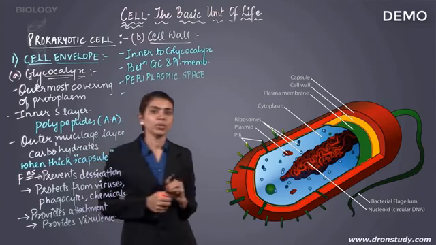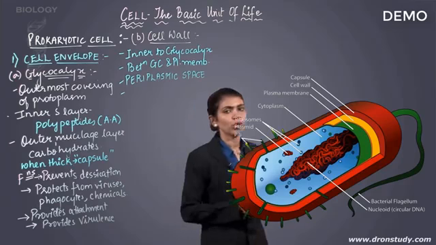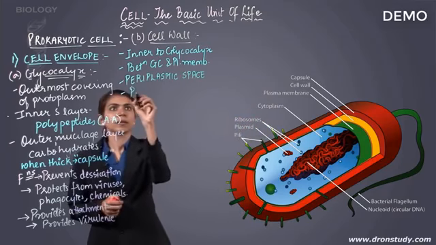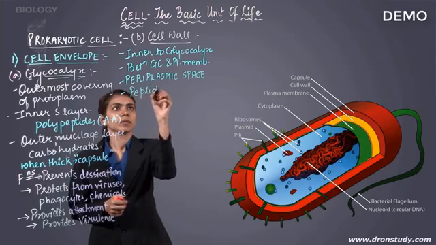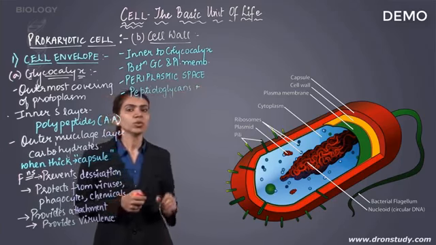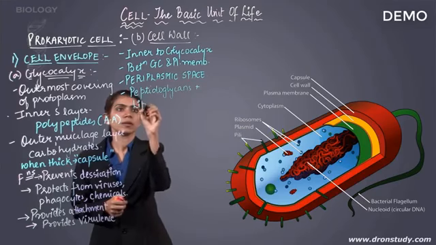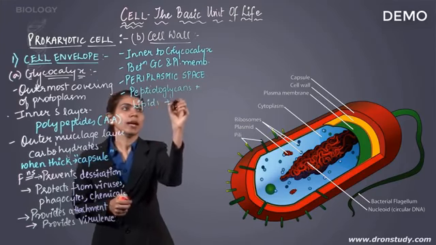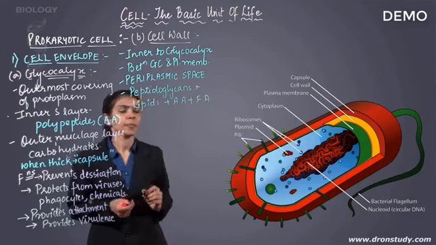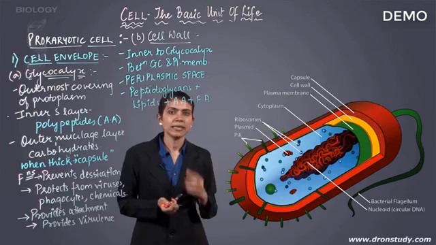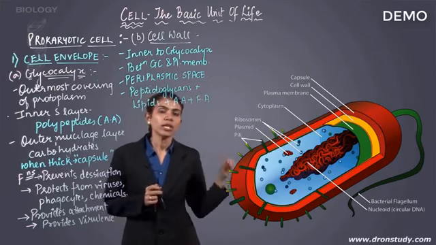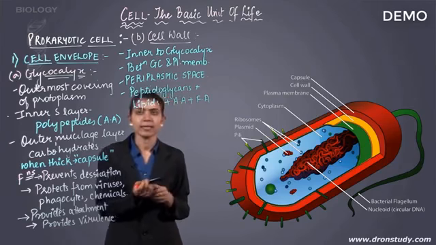Now coming to the composition of the cell wall, what is it composed of? The cell wall is mainly composed of peptidoglycans. Along with peptidoglycans, it also has lipids. It has amino acids and it has fatty acids. Now bacteria like Mycobacterium and Nocardia have long chain fatty acids. These long chain fatty acids are called mycolic acids.